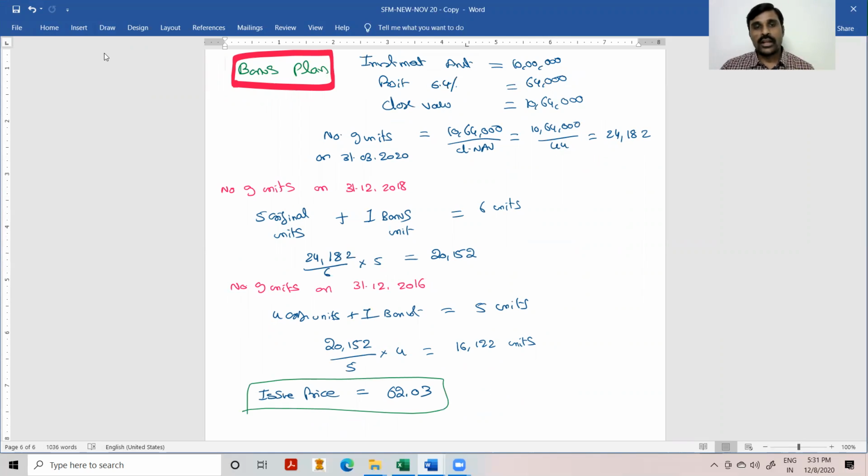The number of units on 31st March 2020 will be 24,182. Number of units on 31st December 2018 will be 20,152, since 5 original units plus 1 bonus unit is equal to 6 units. Total units initially purchased were 16,122, which became 20,152 thereafter. So the issue price is 62.03.